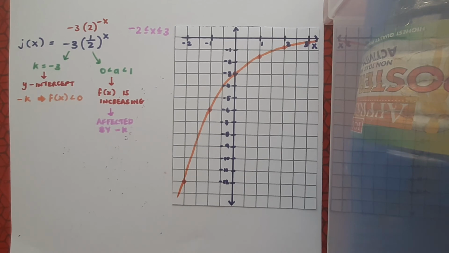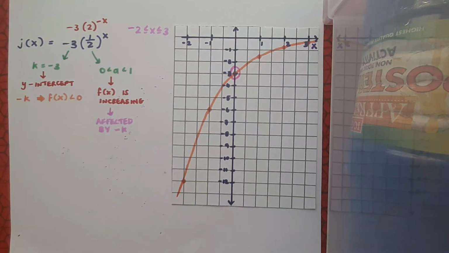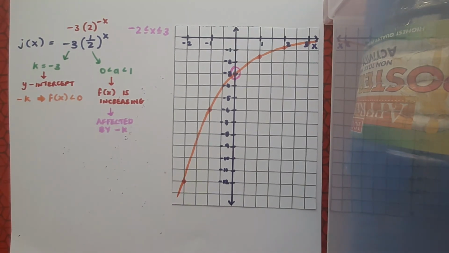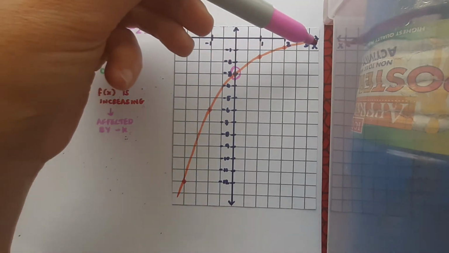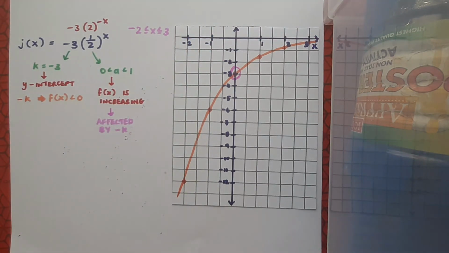So here's my graph of j of x, and let's just have a look and see if our expectations were fulfilled. So we were looking at k equals minus 3 being the y-intercept, and we can see in fact that the function does go through minus 3 on the y-axis. We also expected the function to be entirely negative, so completely below the x-axis because of that k being negative, and we can see that that expectation has also come through.